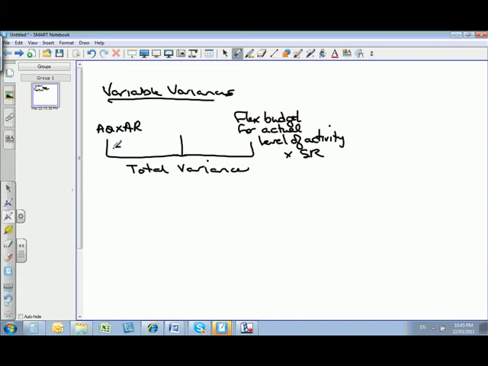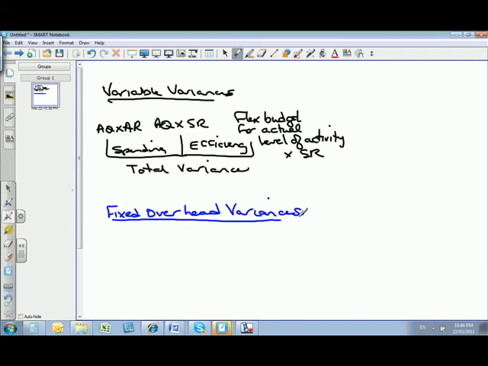Now we need to break that down a little further and see why there is a variance, and there could be a spending variance. And you can calculate the spending variance when you take the actual quantity and multiply by the standard rate and compare it to the actual quantity times the actual rate. Then you can calculate an efficiency variance. And the efficiency variance is calculated by taking that flexible budget and comparing it to the actual quantity times the actual rate.